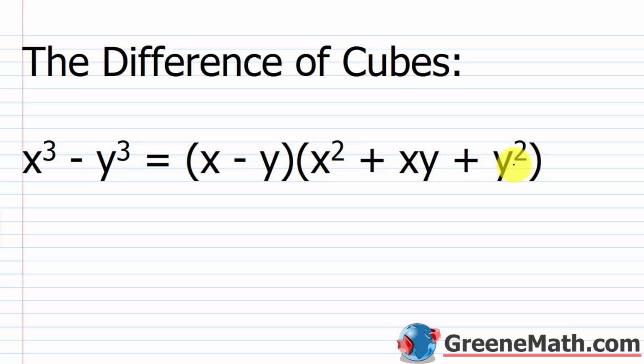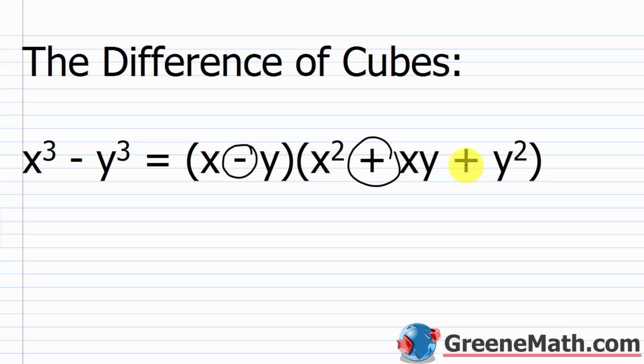So the difference here is going to be in the sign, right? So here I have a minus, whereas with the sum of cubes I had a plus. And here I have a plus, whereas with the sum of cubes I had a minus. So the way I remember this is that the first one is the same and the second one is different, okay? That's how I remember it. The last term here is always going to be plus.